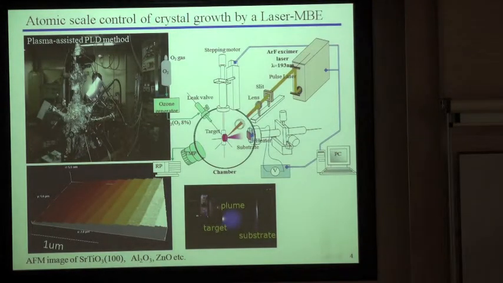So our group operates a laser MBE system, laser molecular beam epitaxy system, which I'm showing here. In this system, the laser beam is focused in the ultra-high vacuum chamber. At the center of this chamber, the target, such as zinc oxide or a compound, is set and the laser is focused on it, and it evaporates as species and deposits a film on the opposite side, on the substrate. And in our experiment, we use various kinds of substrates such as strontium titanate, sapphire, and zinc oxide single crystals. Nowadays, zinc oxide single crystals are commercially available.